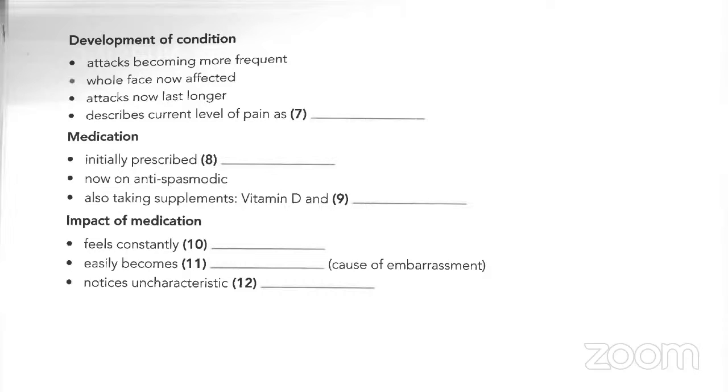Anyway, after a while, they started to lose their effect, so then he put me on antispasmodics. That's what I'm on now. I don't know if it's relevant, but I also take supplements, cod liver oil and vitamin D. Okay. How are the antispasmodics working out for you?